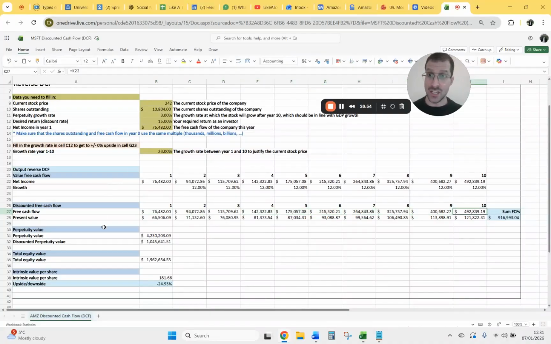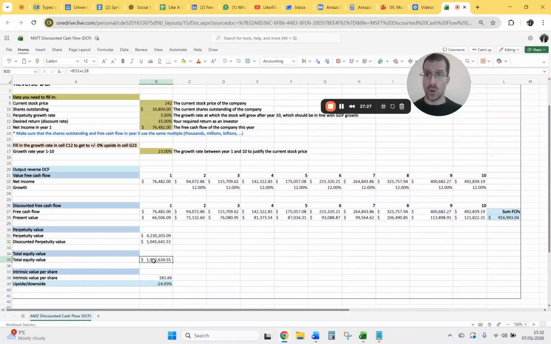Okay, and then what you can see is that the present value is already done right here for you as well. So we are discounting each of these figures back to the present value using our discount rate of 15%. And when it's all said and done, look, we have the perpetuity value right here, the discounted perpetuity value, because that future value needs to be discounted to the present value as well. And then we have the total equity value.